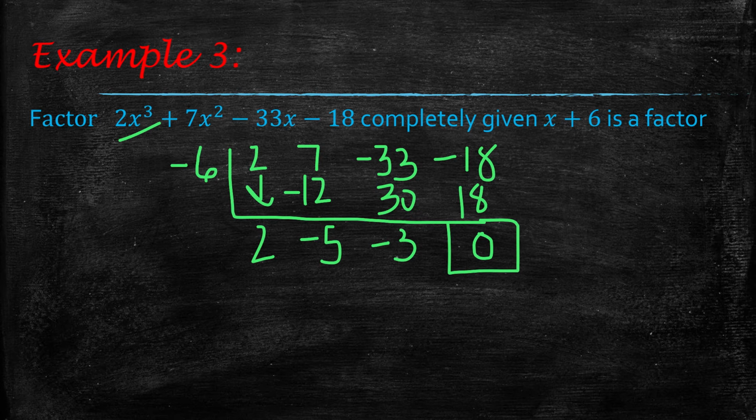Now, how this helps us is, when we write this, it's going to be 1 degree less than that, so it's going to start with x squared. So now we have 2x squared minus 5x minus 3. Well, it says to factor it completely. So now we're going to take that answer and factor it.